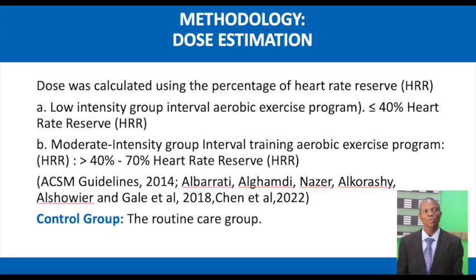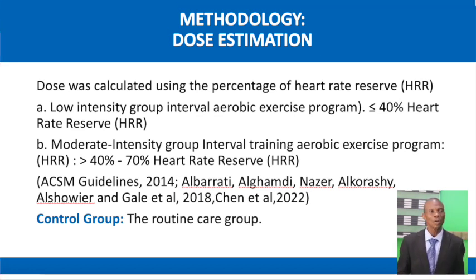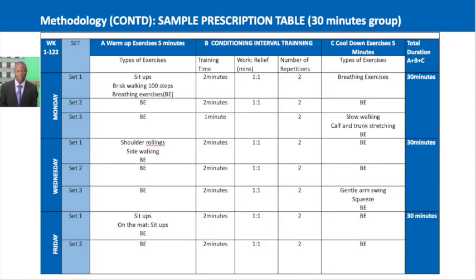And this is according to the American College of Sports Medicine guideline. And as I've said, the control group was just the routine care group. This prescription table is similar to the 60 minutes group except for the duration. This is a 30 minutes prescription table.